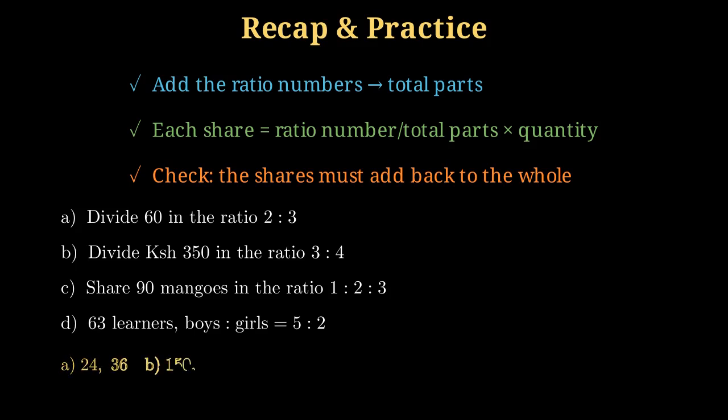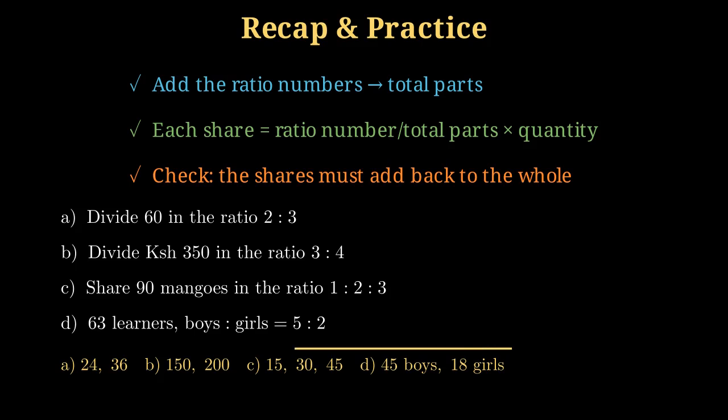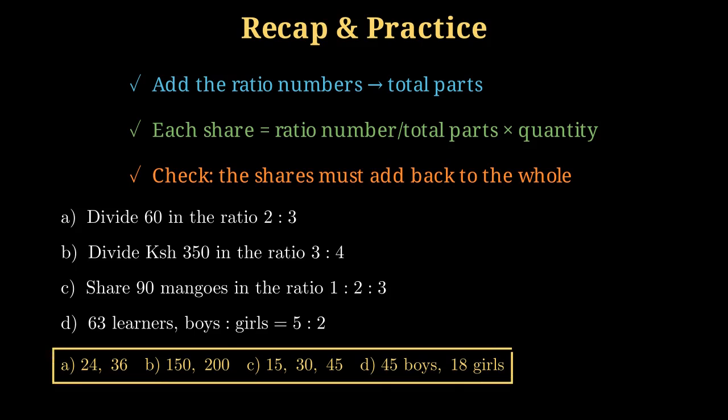Answers. A, 5 parts of 12, 24 and 36. B, 7 parts of 50, 150 and 200. C, 6 parts of 15, 15, 30 and 45. D, 7 parts of 9, 45 boys and 18 girls.